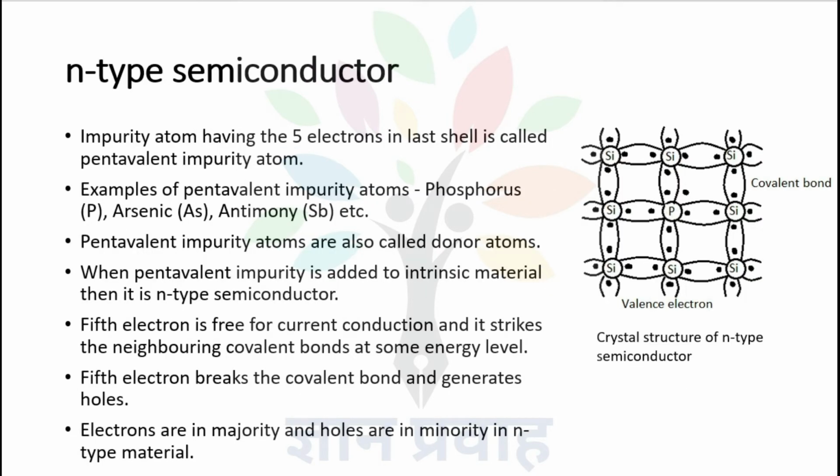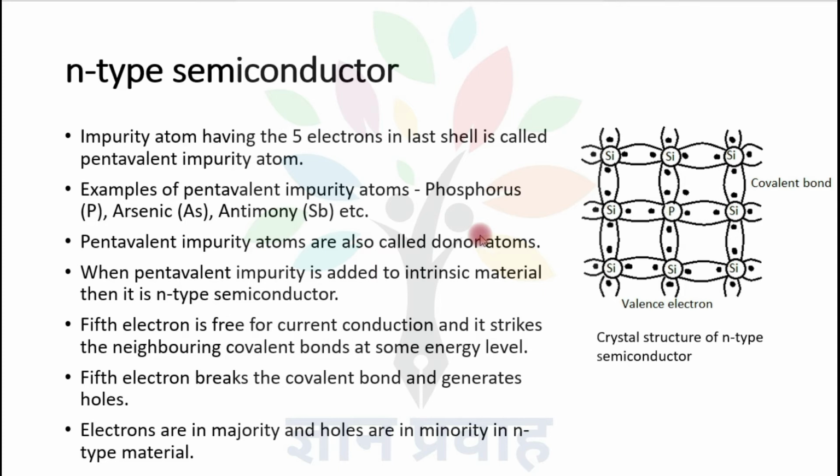N-type semiconductor. In case of N-type semiconductor material, the N-type dopants are pentavalent impurity atoms. Pentavalent impurity atoms are the atoms which have 5 electrons in their last orbit. Examples of pentavalent impurity atoms are phosphorus, arsenic, antimony. And these pentavalent impurity atoms are also called donor atoms. So when N-type dopants or donor atoms or pentavalent impurity atoms are added into intrinsic semiconductor material, then the new material is called N-type semiconductor material.